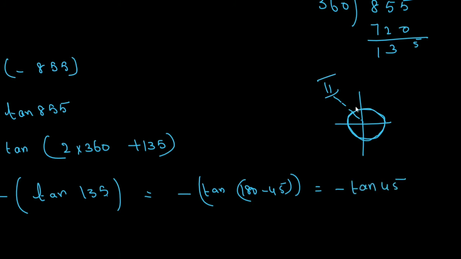But in the second quadrant, only sine is positive, so tan should be negative. Already there is one minus sign here, right? And you have to put one more minus sign because this is the second quadrant. This minus sign is already there, from the question. And 180 minus 45 is in the second quadrant, so tan is negative. So it will become minus into minus, plus. So plus tan 45 value.